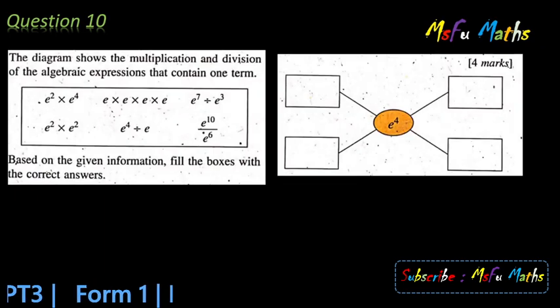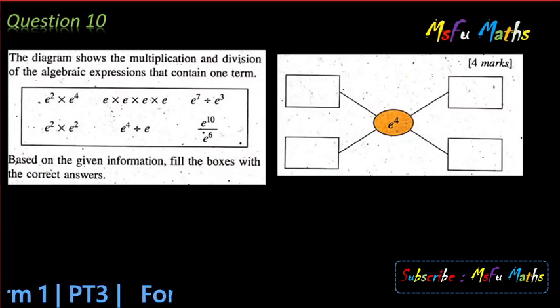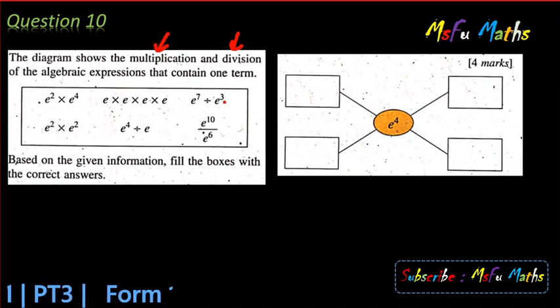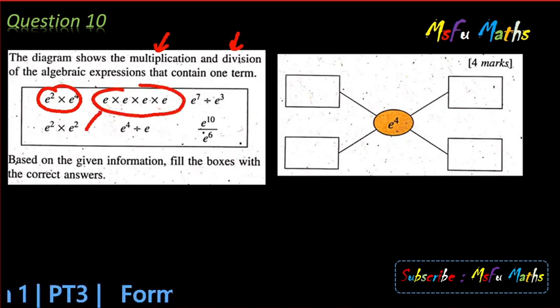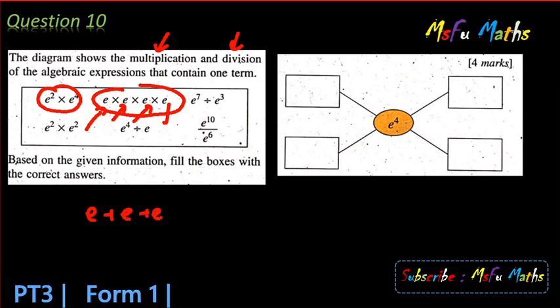Okay, so let's continue. That day we stopped at question number 9, so we continue with question number 10. The diagram shows the multiplication and division of algebraic expressions that contain one term. Here is one term, here also one term. Even though you see 4 here, it means one term. But if you have e plus e plus e plus e, then you can say 4 terms.